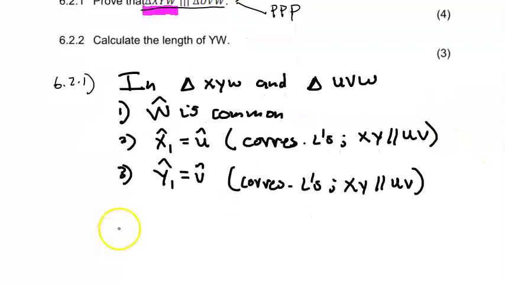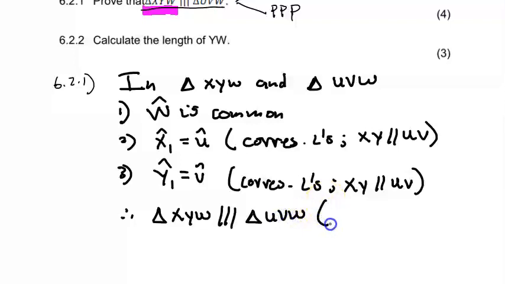And there you go, learners. Therefore, triangle XYW is similar to triangle UVW, and my reason would be angle, angle, angle, because the two triangles are equiangular.